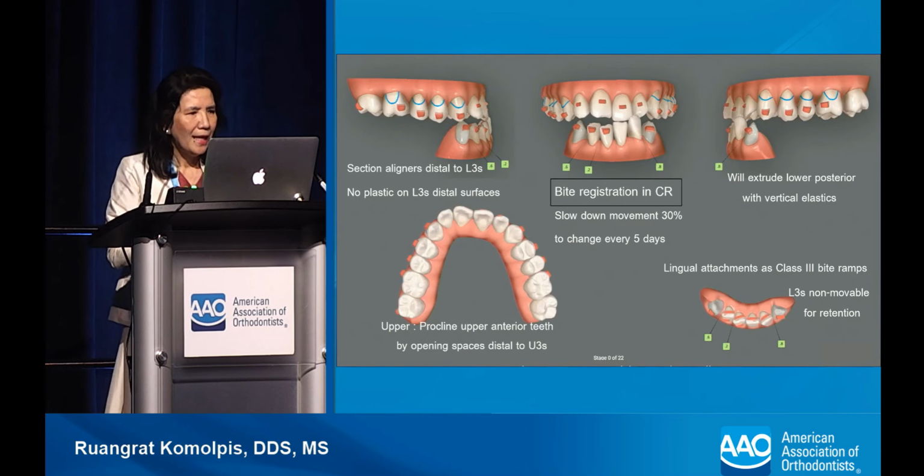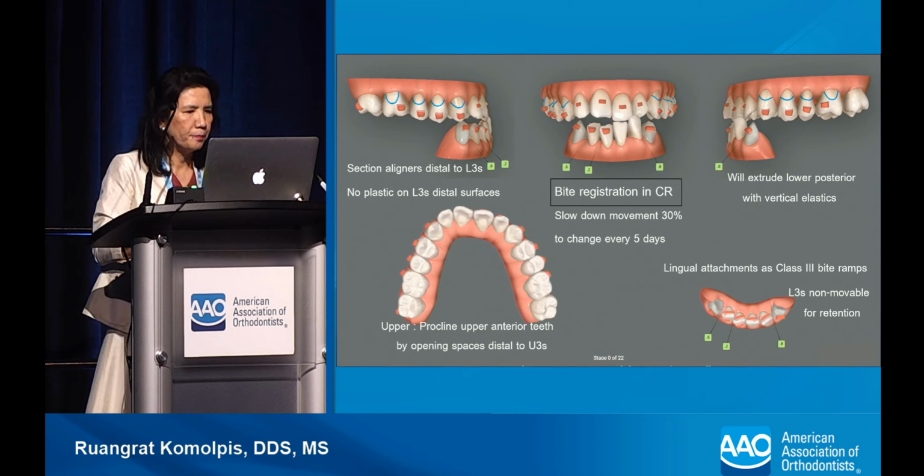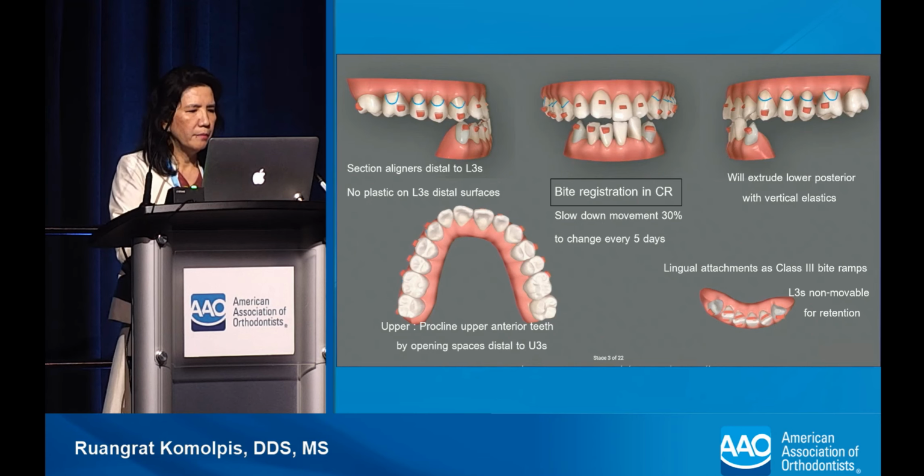This is his plan. Now I section the aligner distal to the lower canines. You can see the gingival tissue covering the distal surface of the lower canines. And the lower canines are not moving, so it can be the retention for this little piece of aligners. I procline upper anterior to open space distal to the upper canines.